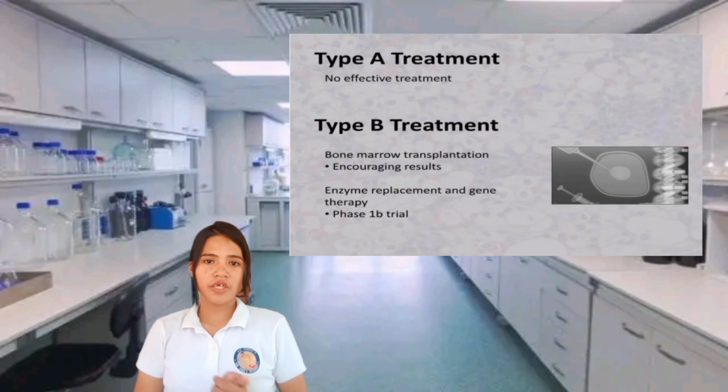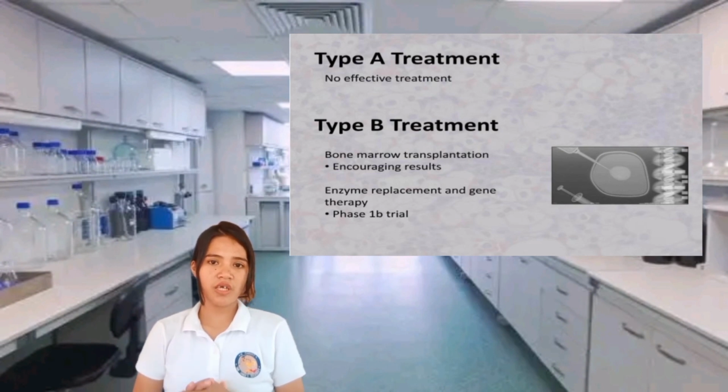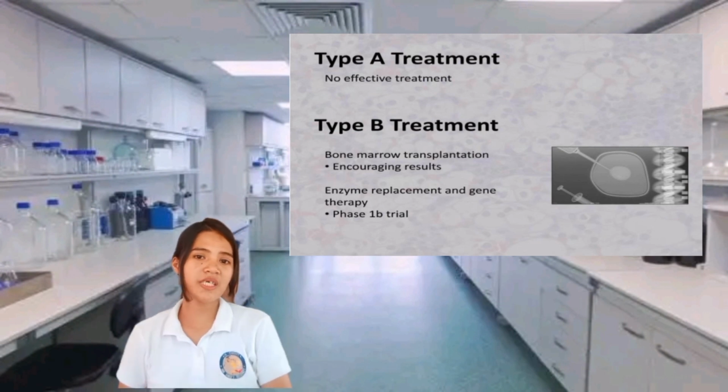So for type A, there is no effective treatment in Niemann-Pick disease. No cure exists for Niemann-Pick disease or NPC. No effective treatment is available to people with type A or B. For type B treatment, bone marrow transplantation has shown encouraging results. Bone marrow transplantation has been attempted in a few individuals with type B with mixed results. Enzyme replacement and gene therapy are in phase 1B trial.